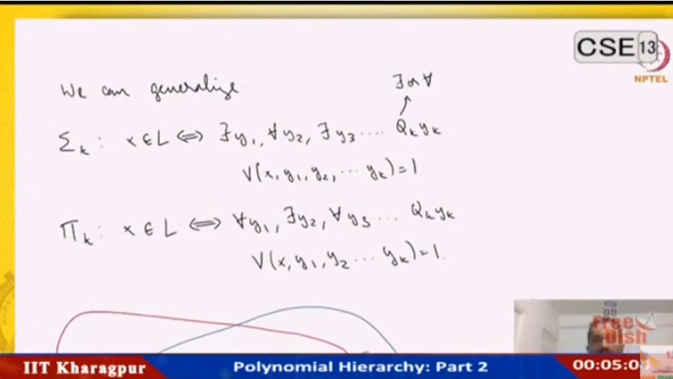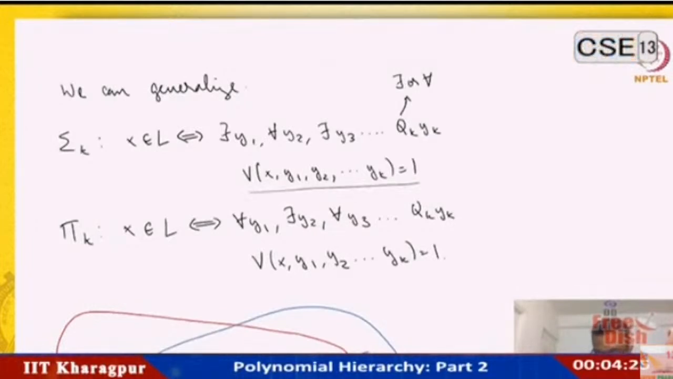And like this, we can define a generalization of sigma 2 as those languages for which we have a k-level quantification. Sigma 2 is like there exists, for all. So sigma k is a k-level quantification starting from there exists, then for all, then there exists, then for all, and so on. And the last one, Qk, is a quantifier depending on the parity. If k is even, it will be for all. If k is odd, it will be there exists, followed by a polynomial time verifier.